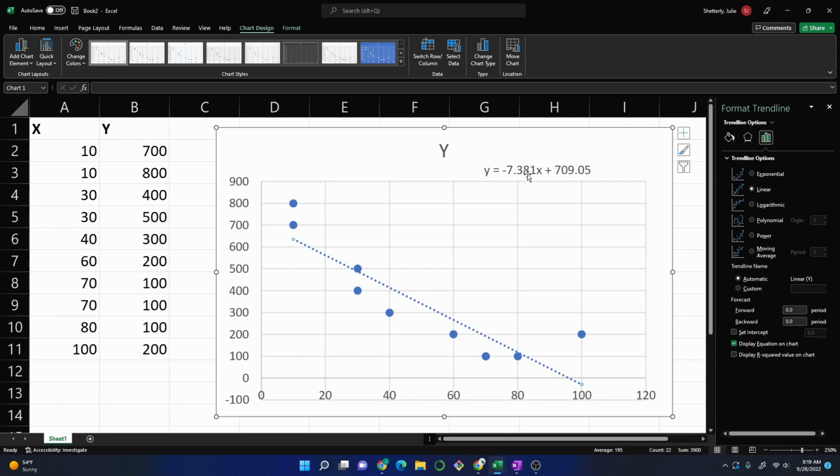So you can see here, we had a negative correlation, and that's easy to see because the slope is negative. Not only can we see it visually, but the slope tells us whether it's positive or negative. Now, let's move on to our very last problem on this worksheet.